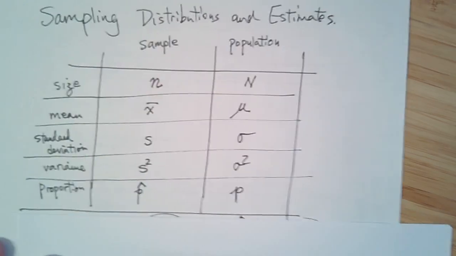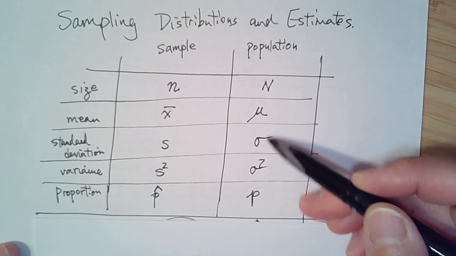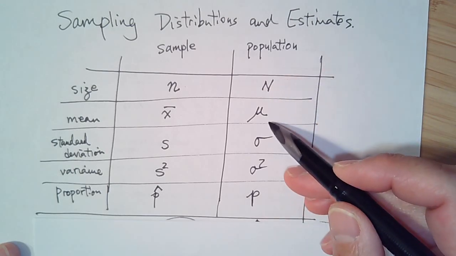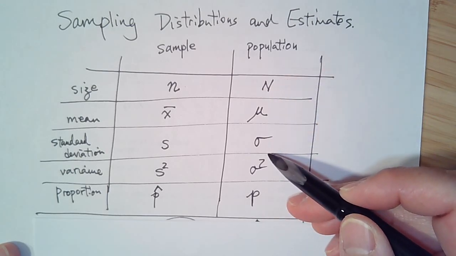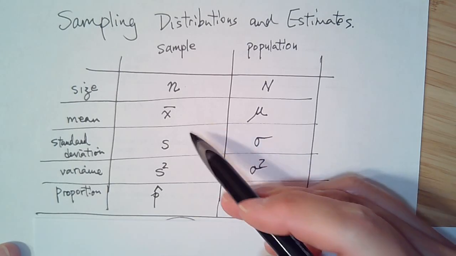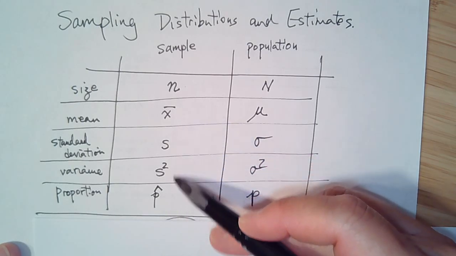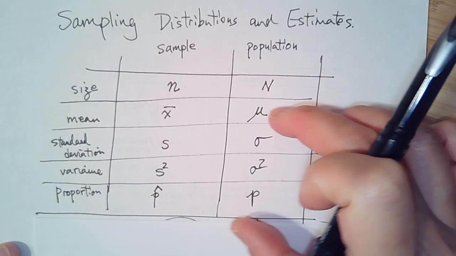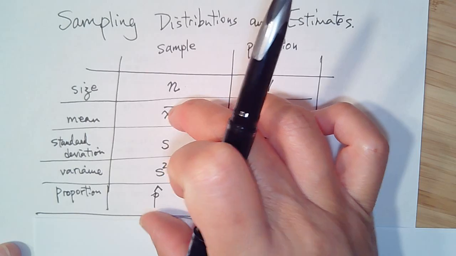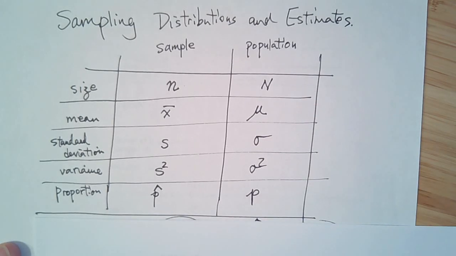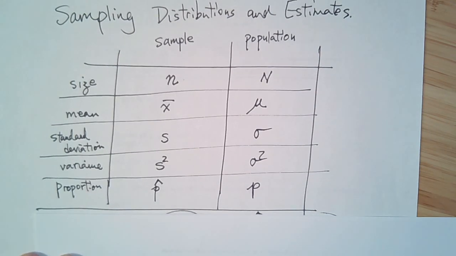All right. Now, why do we want to talk about this? Because most of the time, we don't really know this. We might not even know n. We don't know the population mean. We don't know the population standard deviation. We don't know the population variance and population proportion. What we do know is this. And we use this to estimate. We use the sample statistic to estimate the population parameter. Make sense? That's what statisticians do, right? That's what we're going to learn.